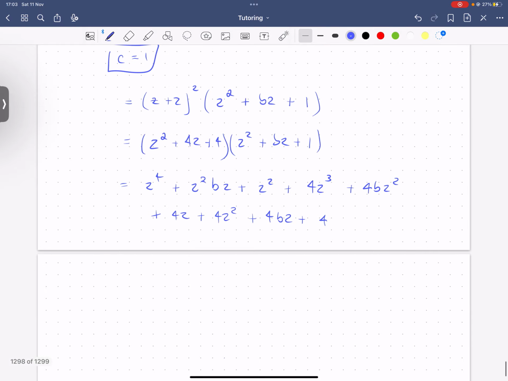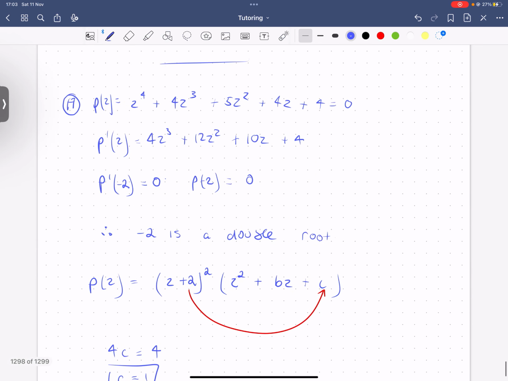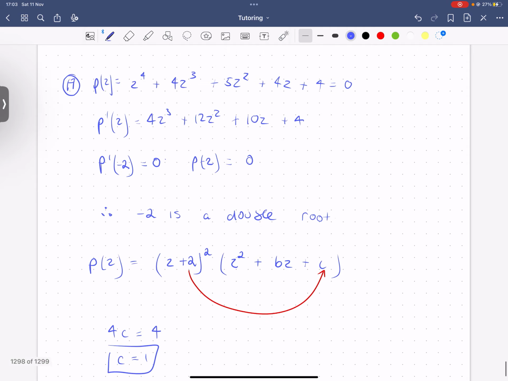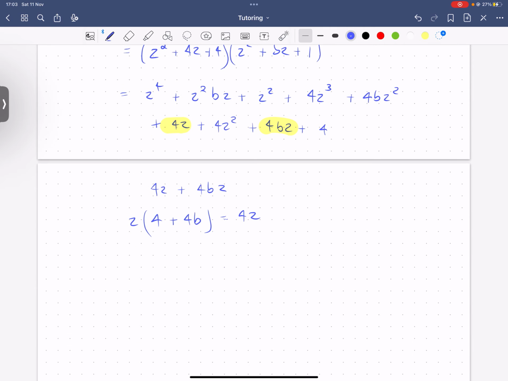We might just look at the z's, the ones that only have z. So that's that one and that one. So 4z plus 4bz has to equal the coefficient of z in the original equation, which is 4. So if we take out a factor of z, 4 plus 4b has to equal 4. Cancel those z's. We've got 4 plus 4b is equal to 4, which means b is equal to 0.